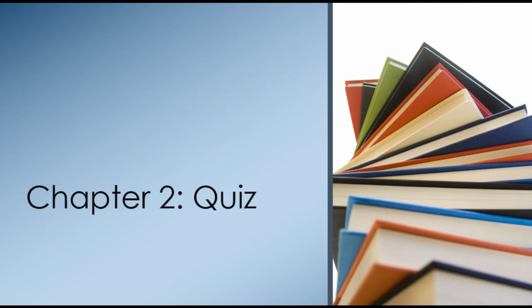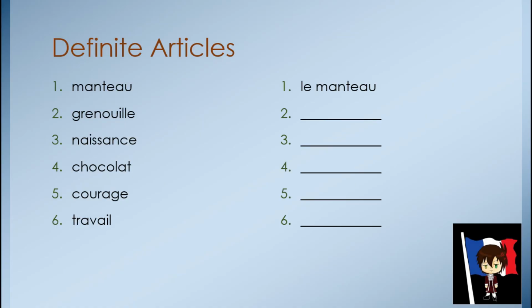Alright, so let's have a quiz for chapter 2. For the first part, we have the definite articles. The first one is already provided. Manteau is le manteau. We'll just provide if it's le, la, or les, depending on the word. I'll give you 5 to 10 seconds. You may want to pause the video, and when you're ready, just resume it.